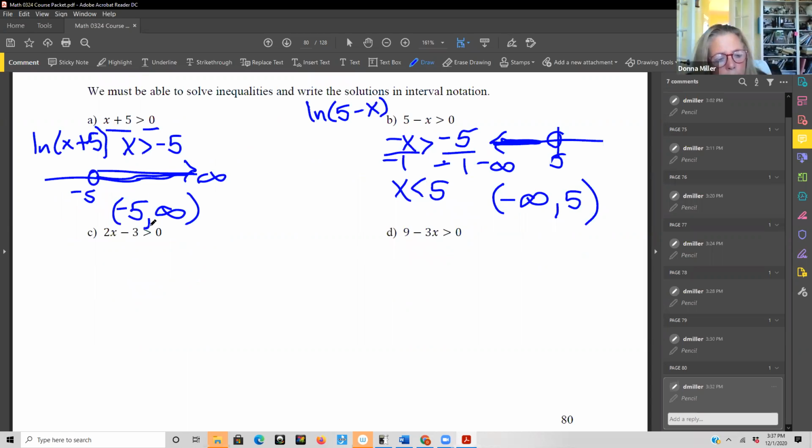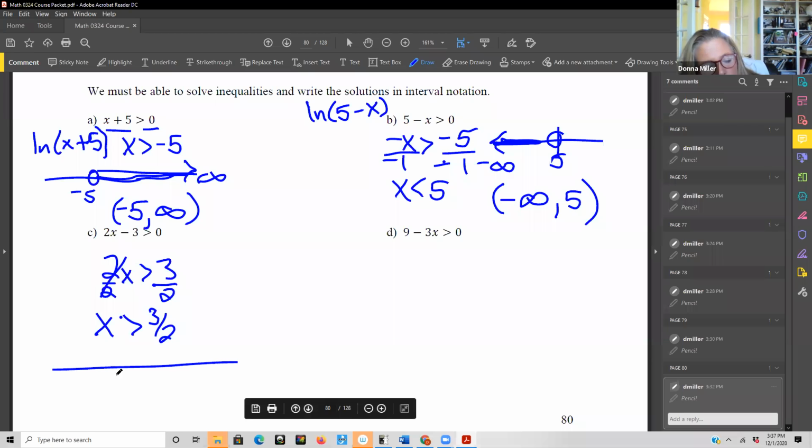Okay. 2x minus 3, again, if I want to solve that, I'm going to move the 3 over and make it positive. Then divide by 2. My x is greater than 3/2. Okay, and we are going from 3/2 up to infinity. So the domain would be 3/2 to infinity.